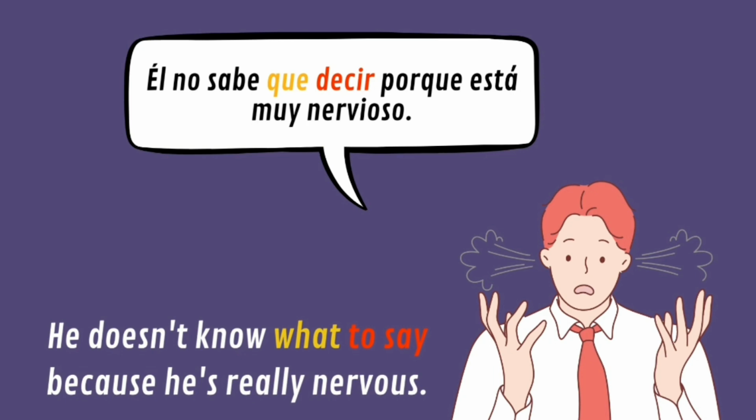He doesn't know, él no sabe what, que, to say, decir, because, porque, he is really nervous. Está muy nervioso. Okay? He doesn't know what to say because he's really nervous. In Spanish would be, él no sabe qué decir porque está muy nervioso. Okay, so you're having the word what plus the verb in infinitive form, then you don't have to say lo que. You just have to say que. What? Que.